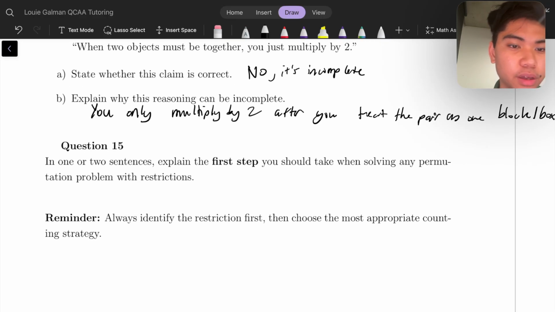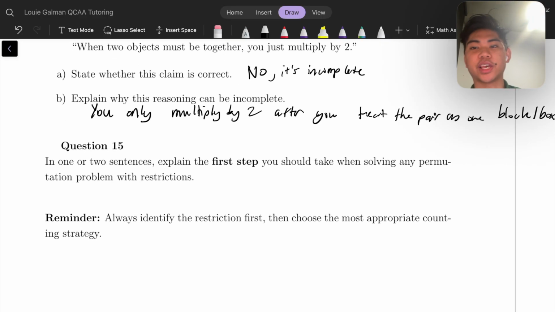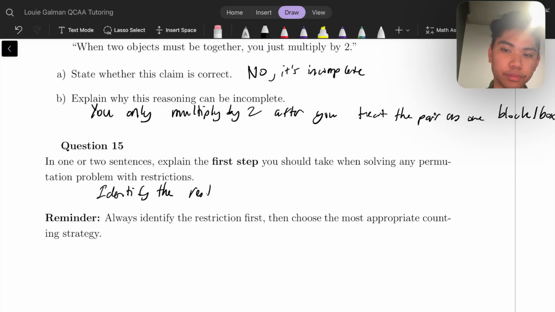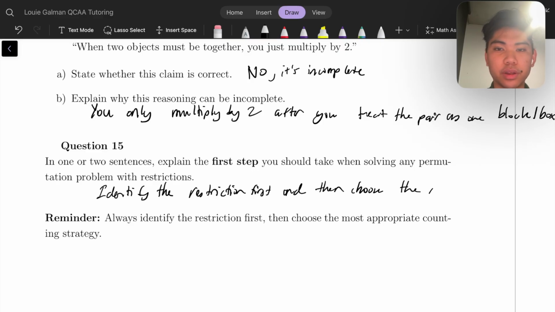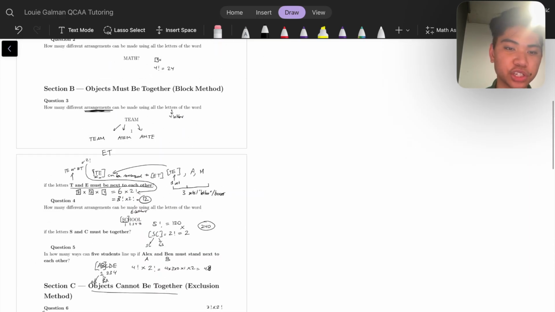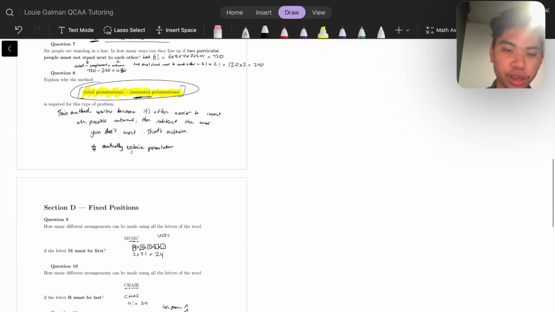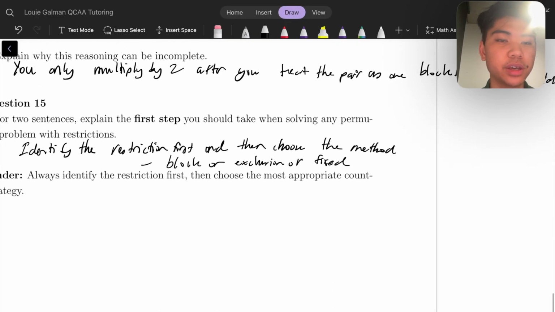And question 15, in 1 or 2 sentences, explain the first step you should take when solving any permutation problem with restrictions. So the first step is always to identify the restriction first, and then choose the method, whether you have block or exclusion or fixed. Okay, and you can reference back to all the different sections in this video I've done, block, exclusion, and fixed in section B, C, and D respectively.